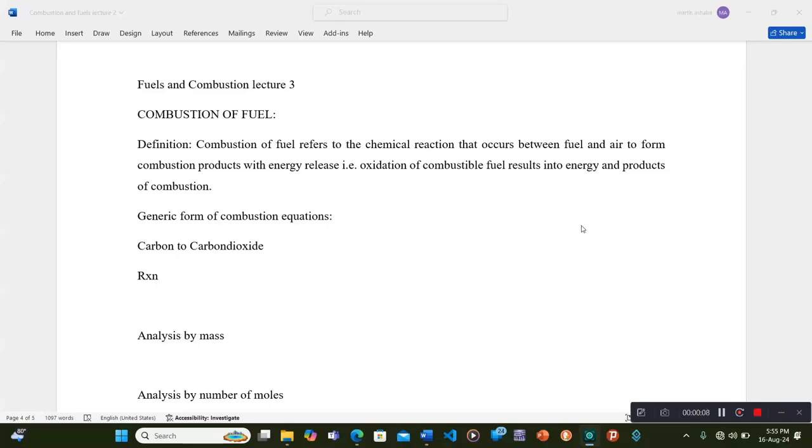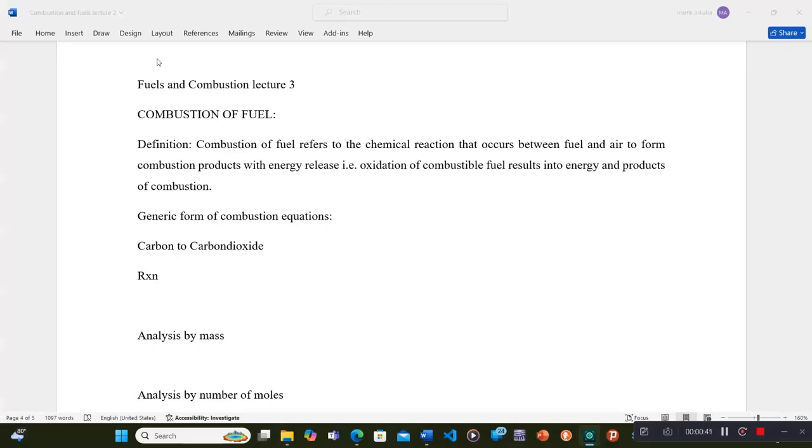In this lecture, we are going to look at a number of chemical reactions that are very important in forming the basis for analysis of reactions and combustion in thermodynamics. If you want to analyze the products of combustion of a particular fuel, then you need to understand these kinds of basic reactions. So to begin with, we shall define combustion.